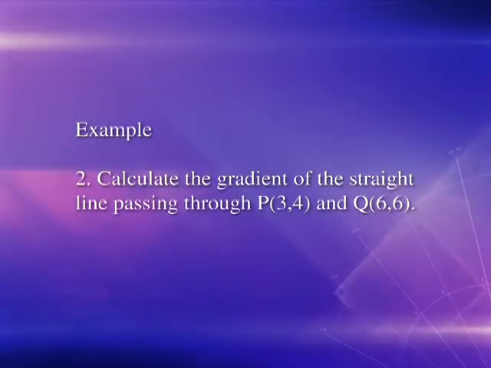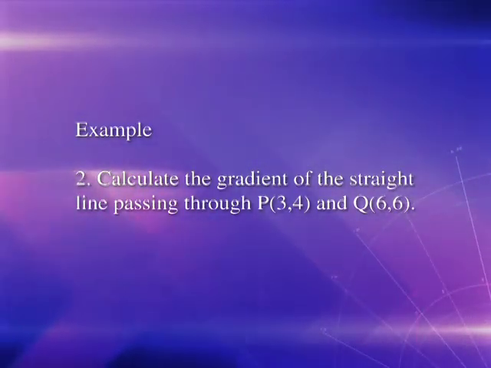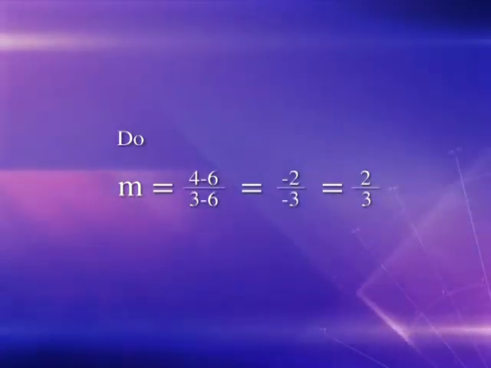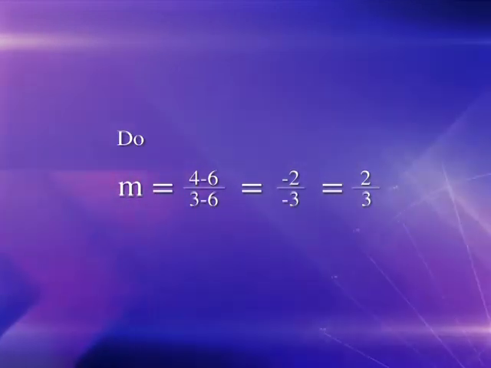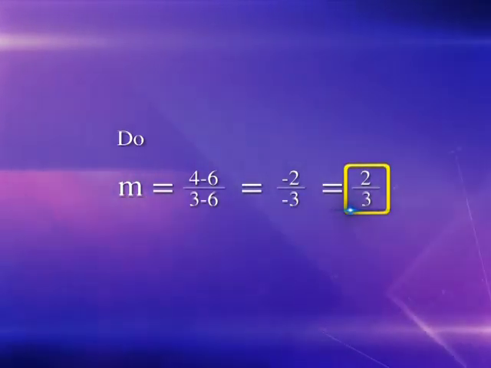Here's another example. Calculate the gradient of the straight line passing through P(3, 4) and Q(6, 6). Make sure this is what you do. M equals 4 minus 6 over 3 minus 6 equals -2 over -3, which equals 2 over 3.